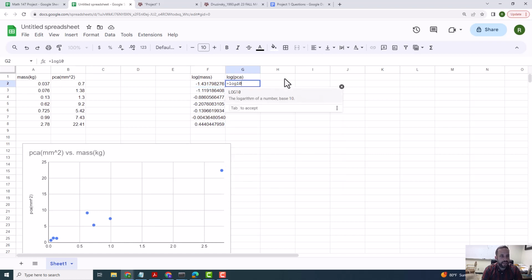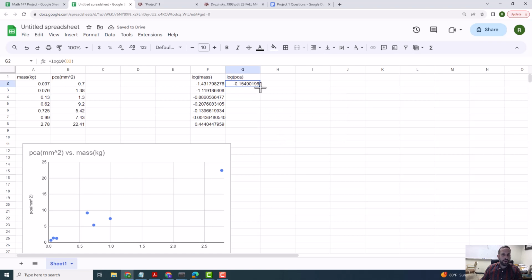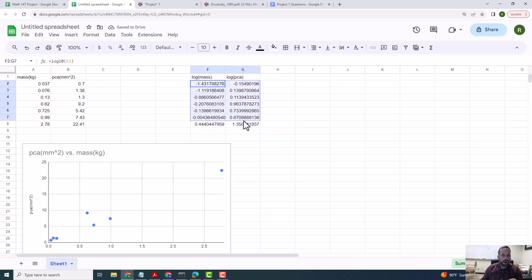And I'm going to do something similar over here. This is going to be LOG10 of B2. I'm going to press enter, and I have this autofill suggestion. You can use that if you want. I'm not going to because I want to show you again. I'm going to take this little blue dot, put the cursor over it, it turns into a plus, and I drag it down here.